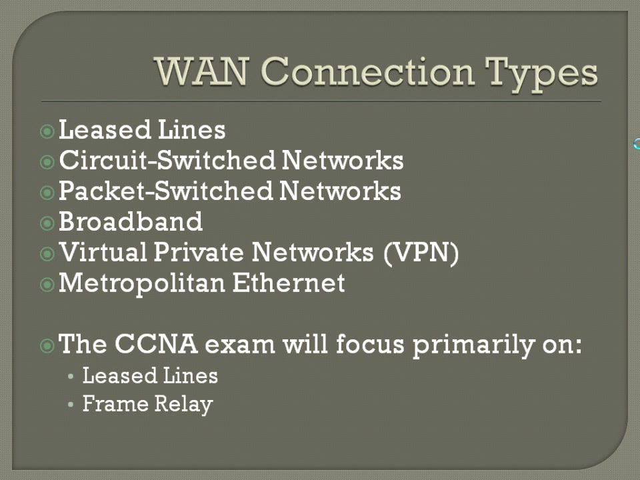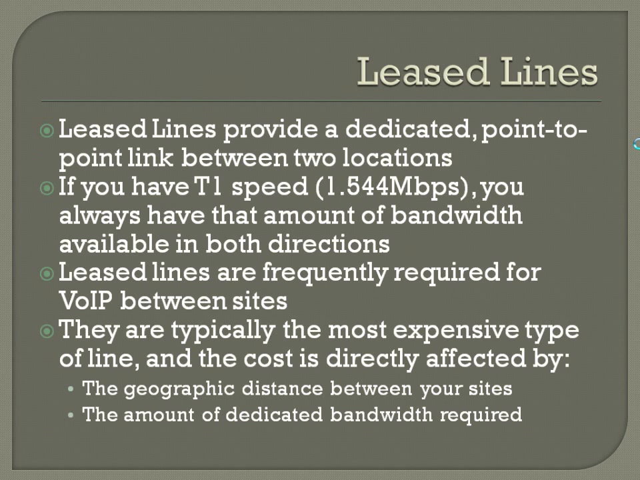So for WAN connection types, and we'll go over each of these individually, you've got leased lines, circuit switch networks, packet switch networks, broadband, virtual private networks or VPN, and metropolitan Ethernet. The CCNA exam is going to focus primarily on leased lines and frame relay, especially frame relay. The whole next chapter is going to be exclusively frame relay configuration.